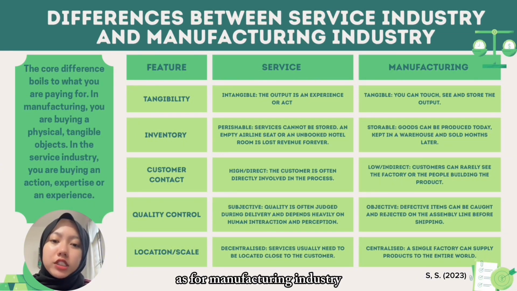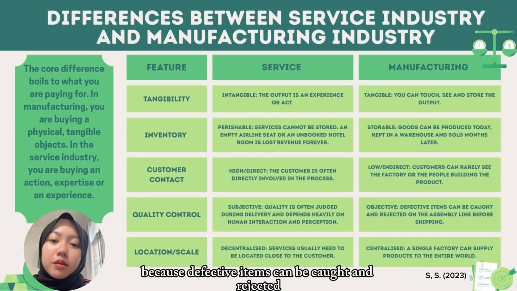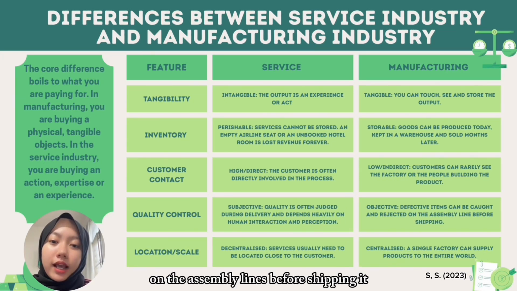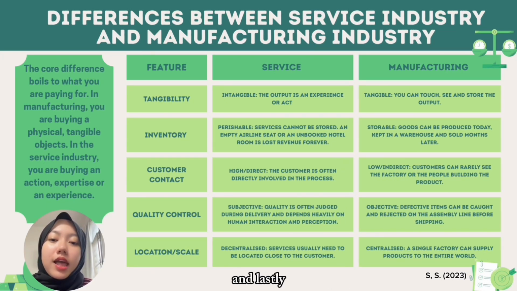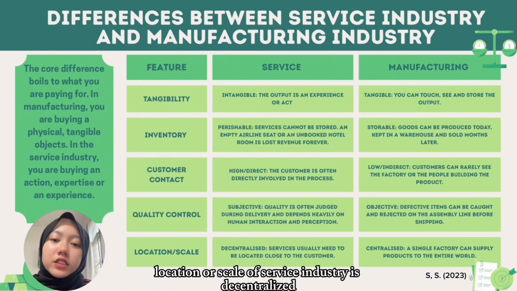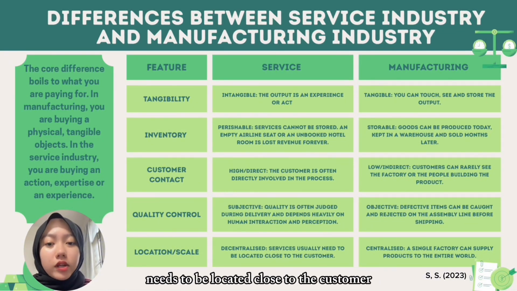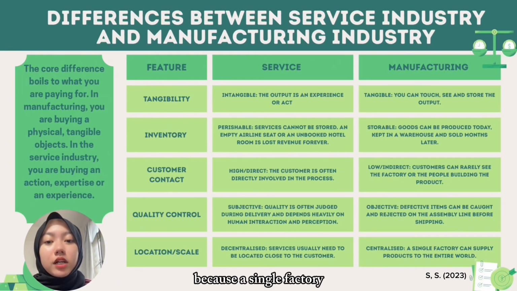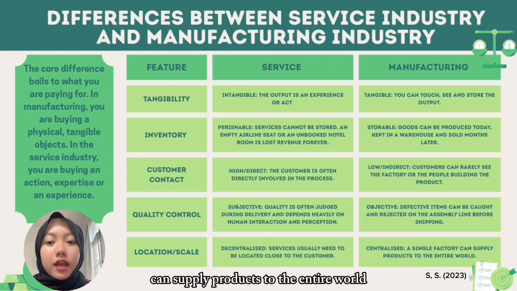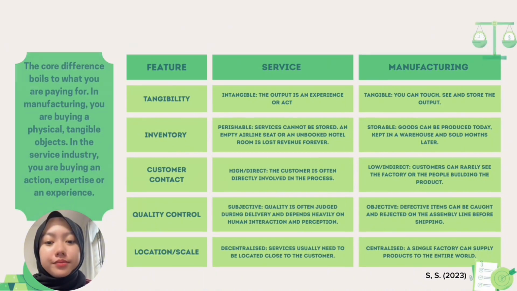As for manufacturing industry, it is objective because defective items can be caught and rejected on the assembly lines before shipping. And lastly, location or scale of service industry is decentralized because it usually needs to be located close to the customer. Manufacturing, however, is more centralized because a single factory can supply products to the entire world.